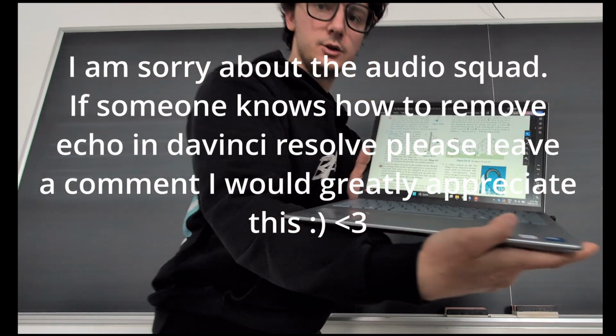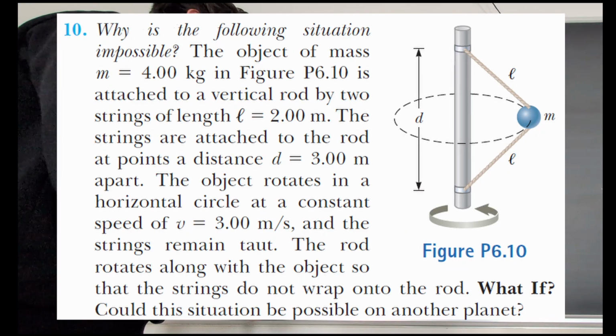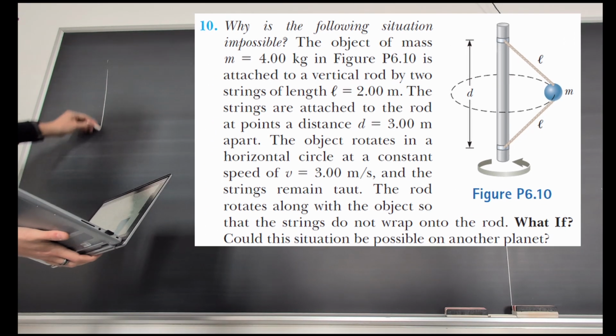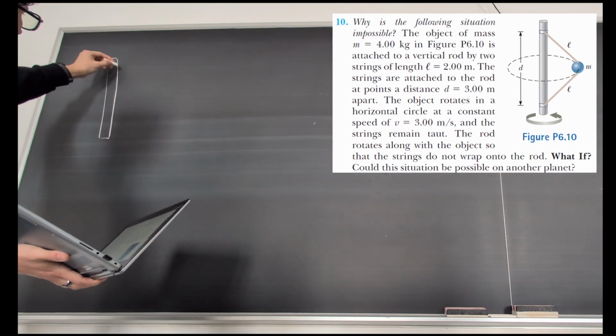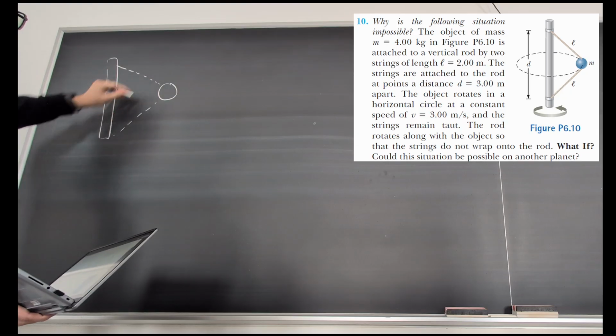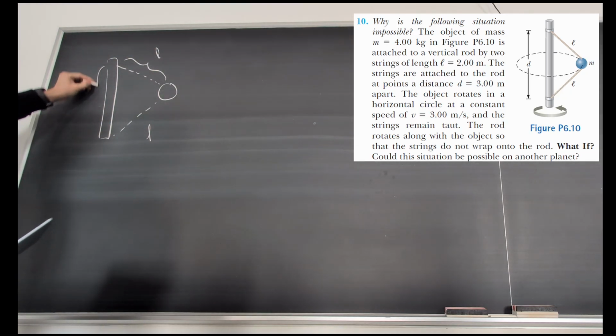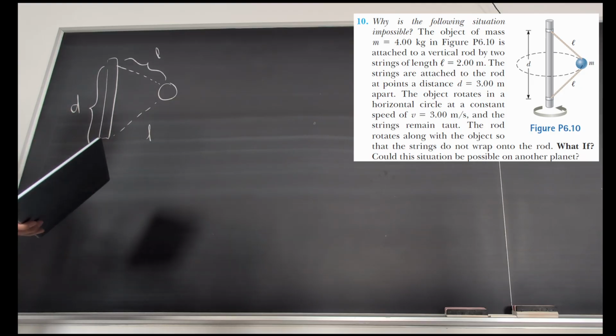Today we're going to do this problem right here, number 10. I'll put it up on the screen right now. Basically what we have is a rigid rod with a ball being held by two strings. They are both length L, and they are separated by a length D.